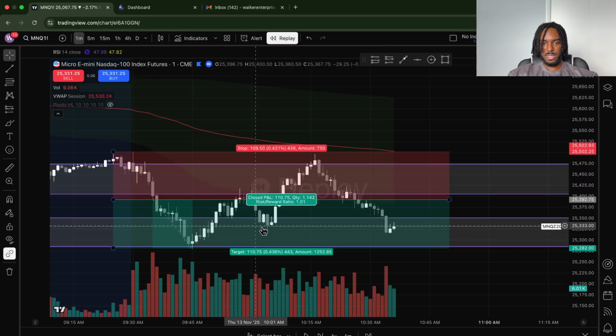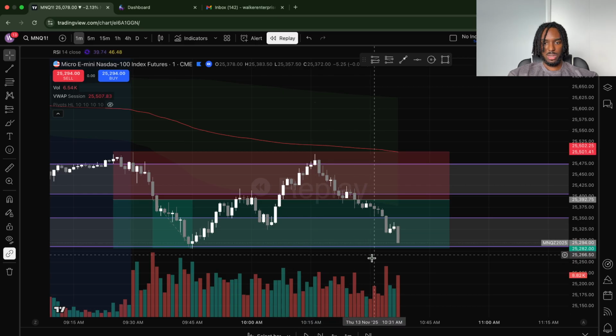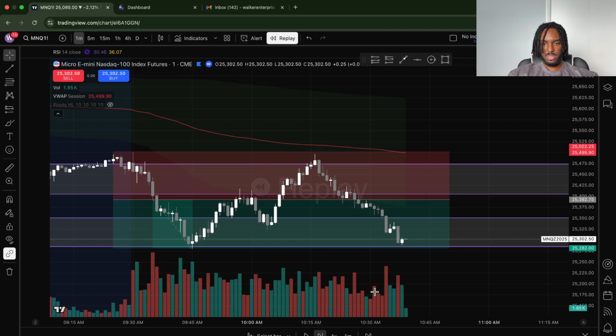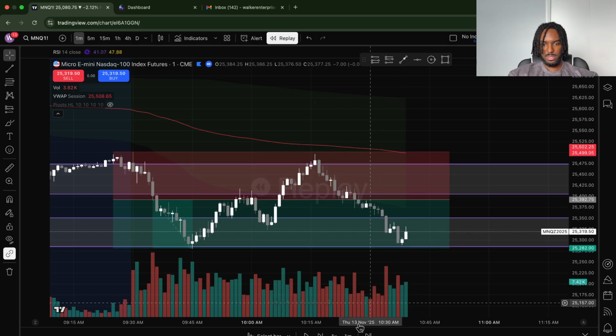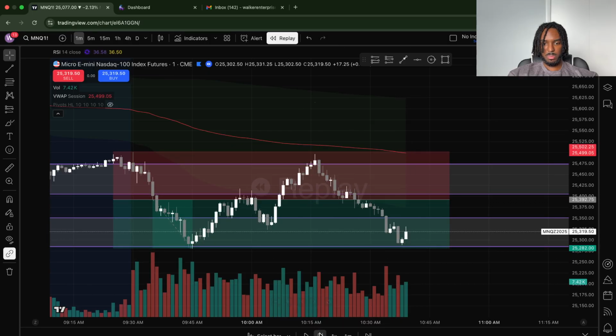So the fact that we made a displacement candle to the downside boosted my confidence and my conviction in this trade. We get another strong displacement candle to the downside, and I pretty much take profits here, I believe after this candle. No, I take profits here at the bottom. I didn't let it go all the way down to the bottom. I normally take profits right before.